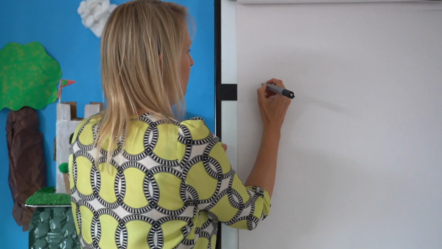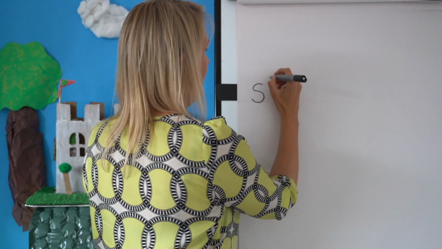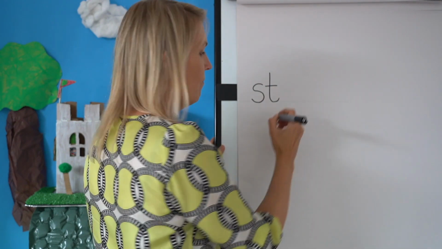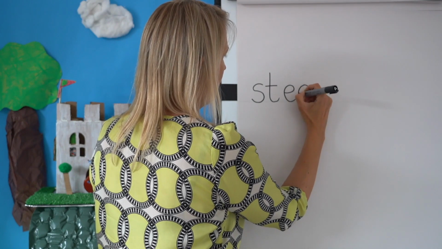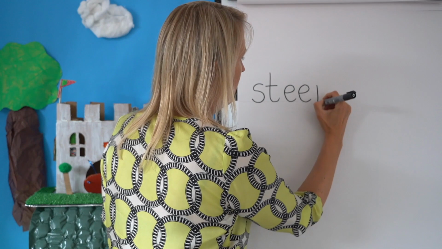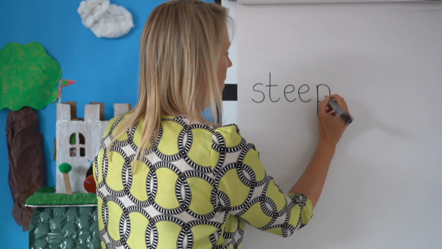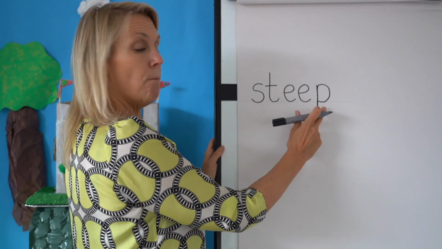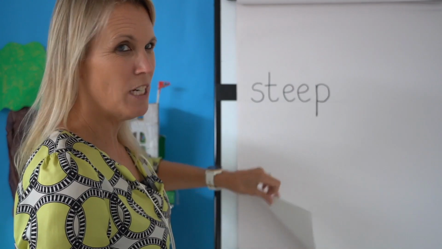Let's spell two words with graphemes we already know. Let's spell steep. Segment the sounds with me. Steep. S-t-e-p. Let's count how many sounds there are. S-t-e-p. That's 4 sounds. Watch me write steep. I need 4 sounds. S. T. My digraph E. Eep, steep.